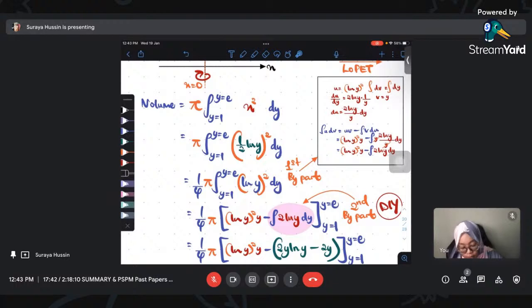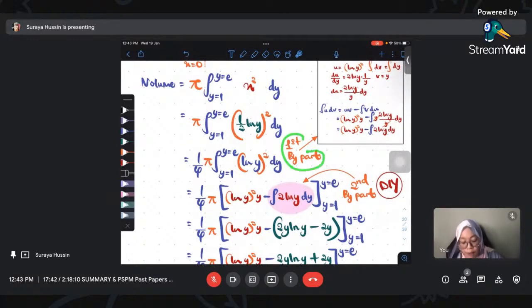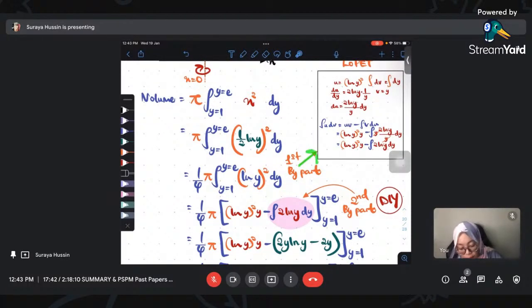Jadi yang you boleh buat sekarang ni adalah buatlah by part yang pertama. This is actually by part. Integration by parts. So this is my solution. My integration by part. Kenapa first, Miss? Kenapa Miss cakap first? Sebab dia ada second. Soalan ni memang tedious. Dia punya calculation is very tedious.